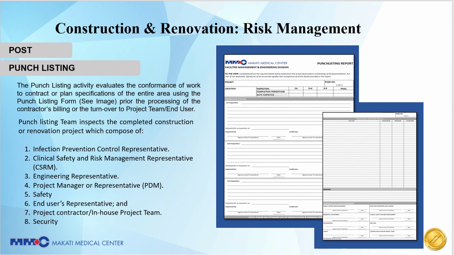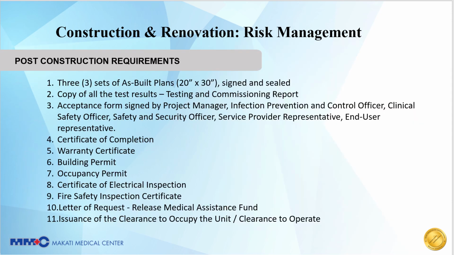Let's go over the punch listing. The punch listing activity evaluates the conformance of work to contract or plan specifications of the entire area using the punch listing form prior to the processing of the contractor's billing or the turnover to the project team or end user. Lastly, after the construction, here are the requirements needed. You may pause again to familiarize yourselves with the documents.